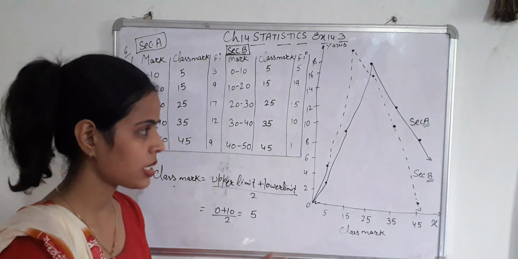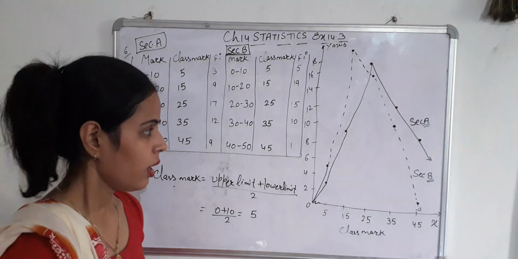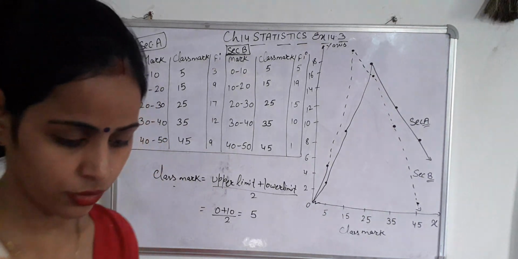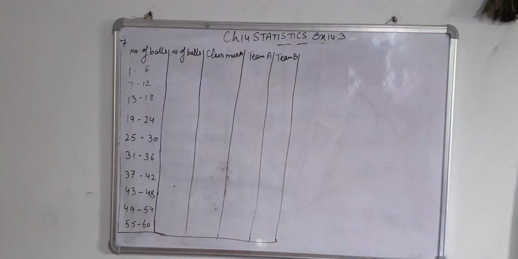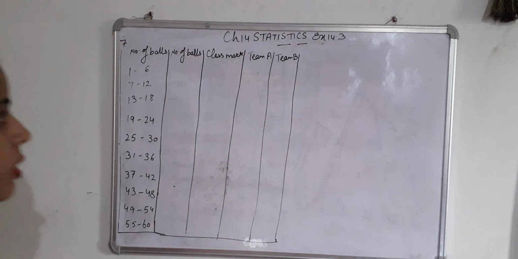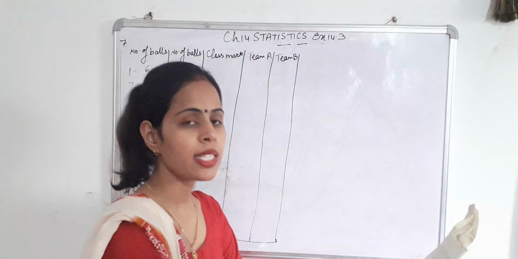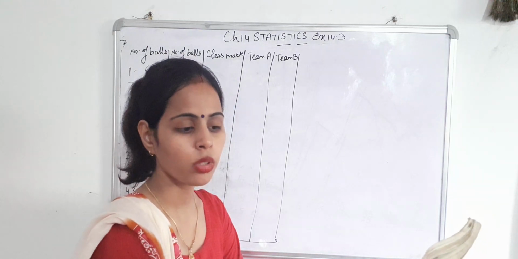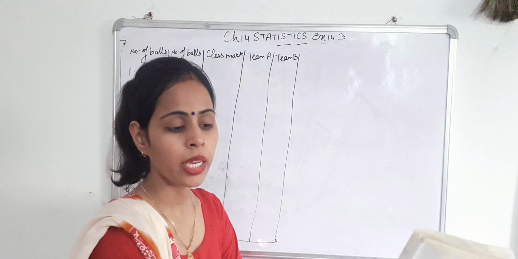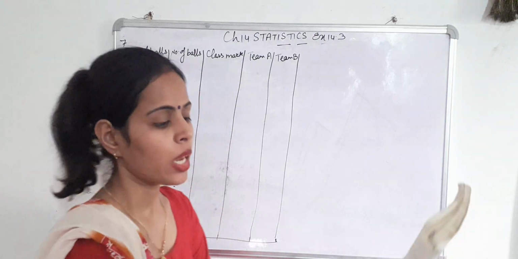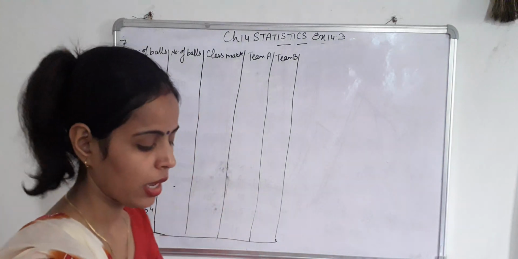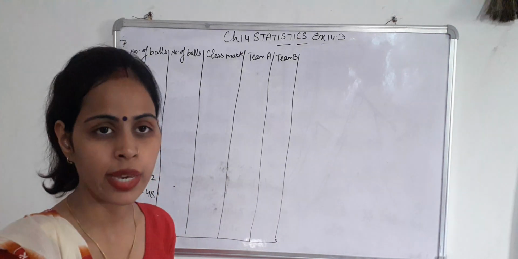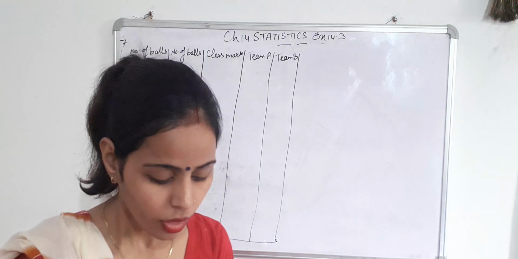Question number 6 is complete. Now we are going towards question number 7. Question number 7 is that the runs scored by team A and team B on the first 60 balls in a cricket match are given. Number of balls are given. Represent the data of both teams on the same graph by frequency polygon.